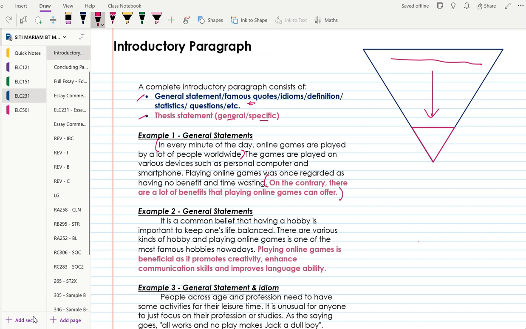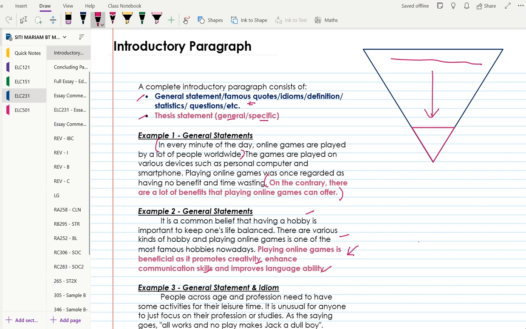Alright, now we have another example for a general statement. It is a common belief that having a hobby is important to keep one's life balanced. So we do not straight away talk about online games, but we start off with hobby first. There are various kinds of hobbies, and playing online games is one of the most famous hobbies nowadays. At the end of the introductory paragraph, we have the specific thesis statement: playing online games is beneficial as it promotes creativity, point number one, enhances communication skills, and improves language ability.